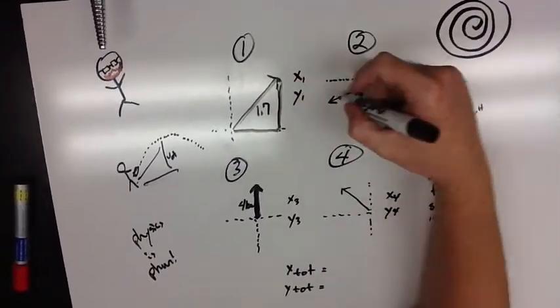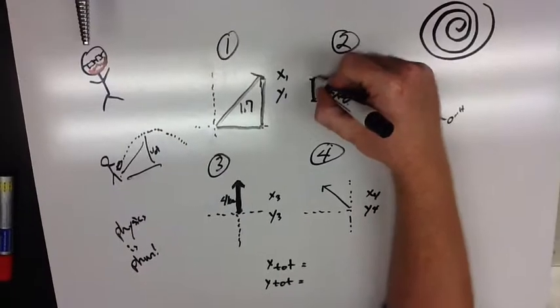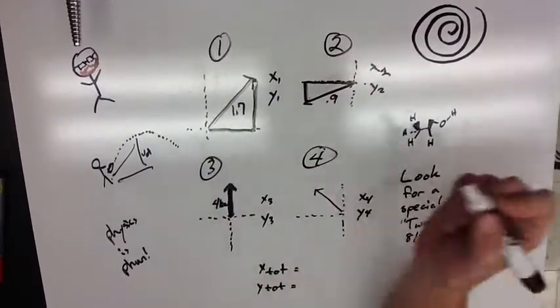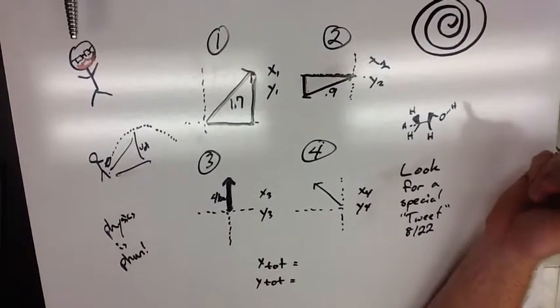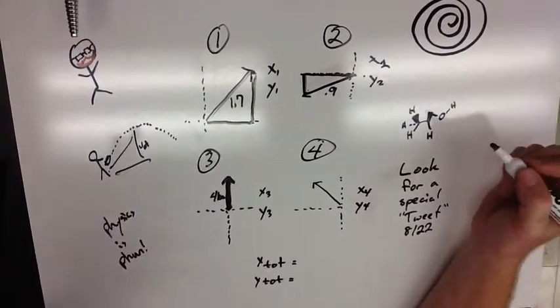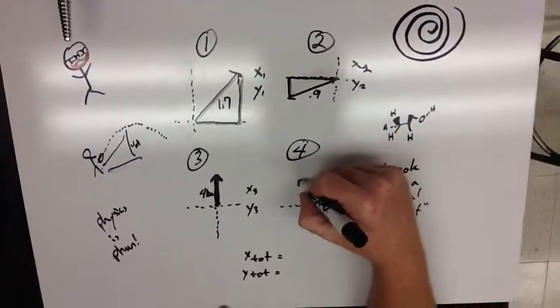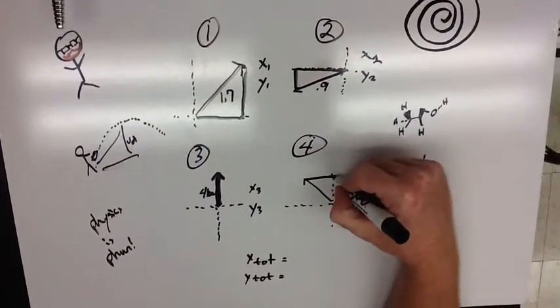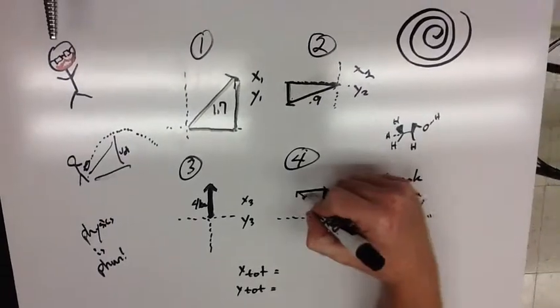So I'm going to draw those right triangles. That's my 1. That's my second one. Now my third one's not a triangle, it's just going straight north, due north, so I really don't need to draw a triangle. And for 4, it doesn't really matter which direction I draw here because it's still going at 45 degrees, so each way would be the same.